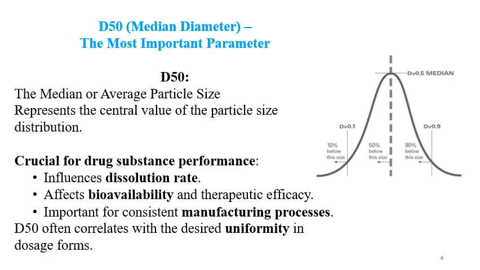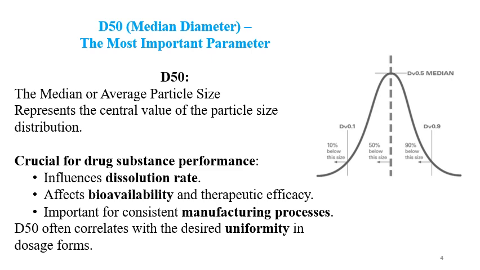Coming to the D50, D50 is the median diameter, and this is the most important parameter whenever you are setting the particle size specification for pharmaceuticals. As we have seen, it is a mean or median or average particle size, and it represents the central value of the particle size distribution. So it is a central value.